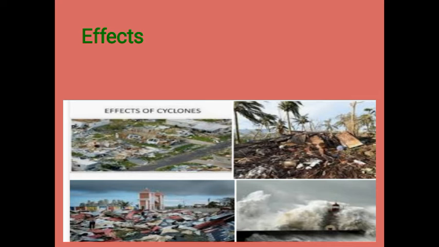In May 2019, a cyclone named Fani hit the eastern coast of India. It caused severe damage to coastal areas of Andhra Pradesh, Odisha, and West Bengal.